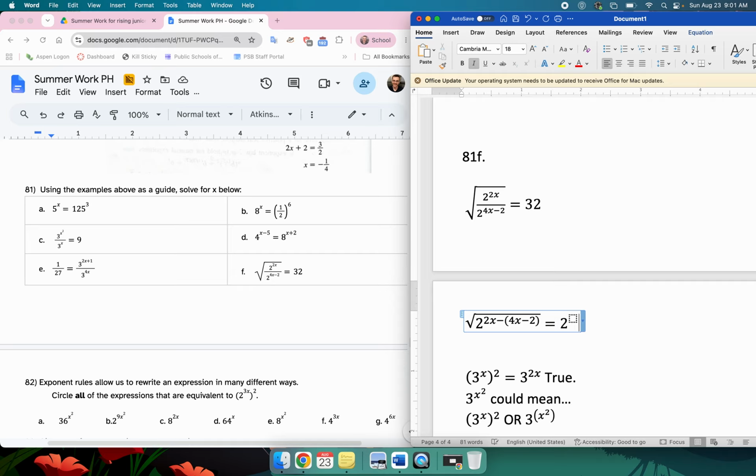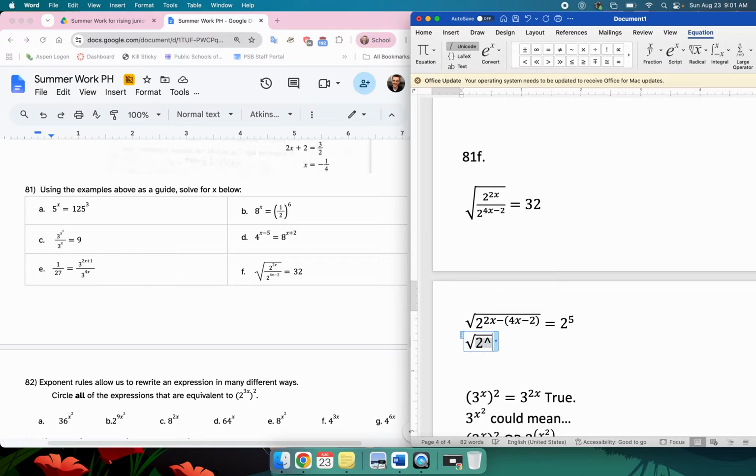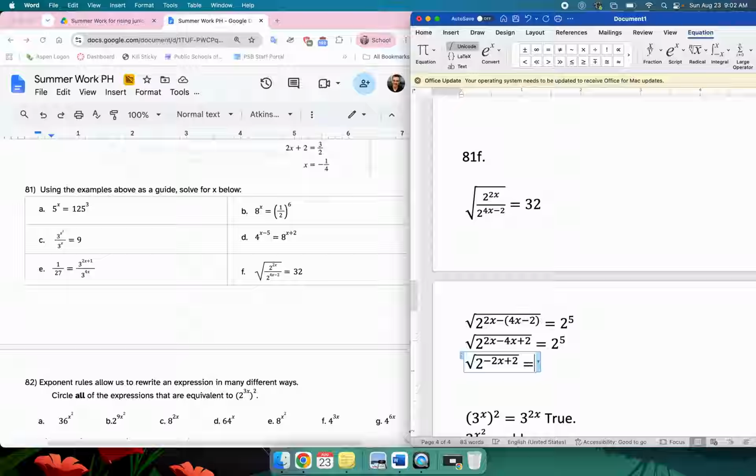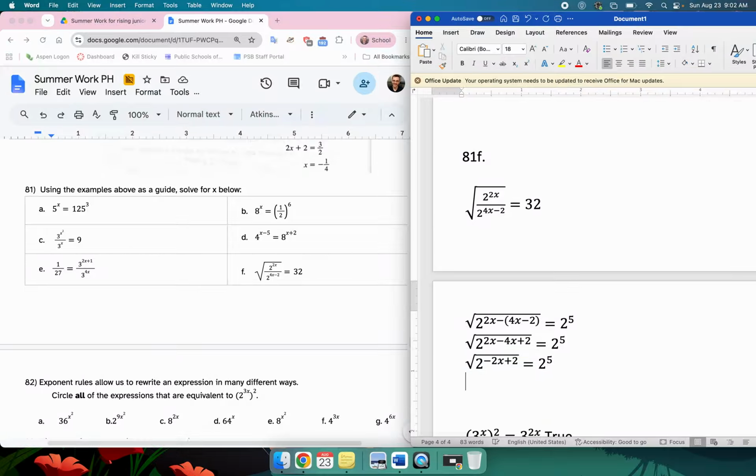32 is some power of 2. Was it 2 to the 4th, I think? 2, 4, 8, 16. No, it's 5. Okay, so you distribute that minus sign. It's 2x minus 4x plus 2 equals 2 to the 5th. Okay, and then 2x minus 4x, that's negative 2x plus 2 equals 2 to the 5th.